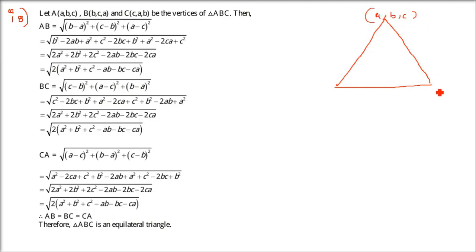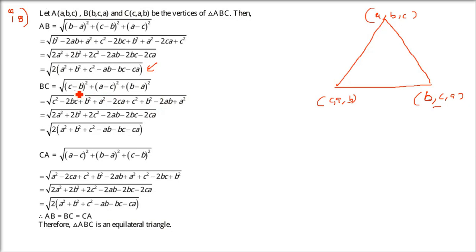So you have (a, b, c), (b, c, a) and (c, a, b). So these are the vertices of an equilateral triangle. You just have to find out the distances, that is the edge length, the triangle side length. You know the distance formula? You know how to do this? So you have this one, (b, c, a) and (a, b, c). So (b minus c) whole square, (c minus b) whole square, (a minus c) whole square, add them, take the square root. Similarly, for the other two edges, same thing you have to do.